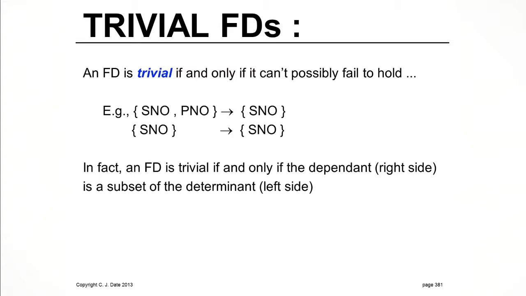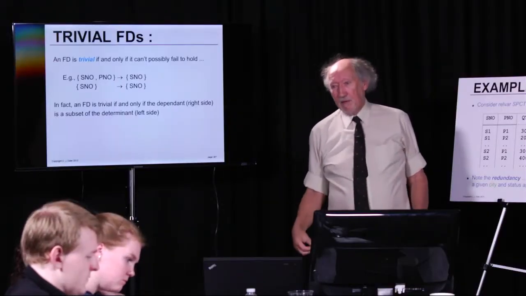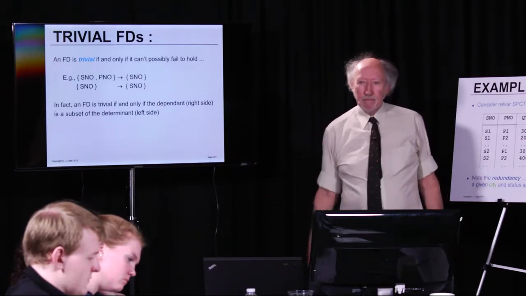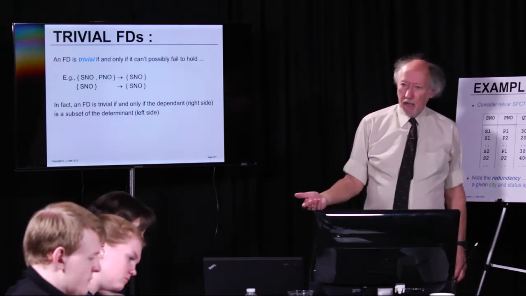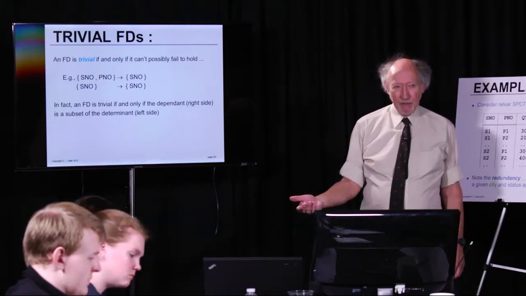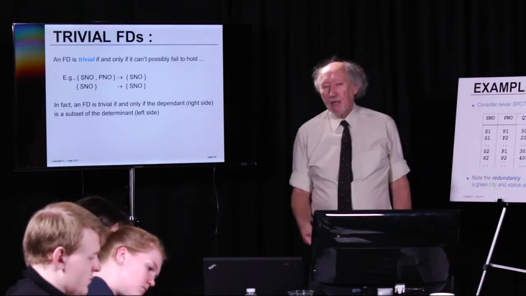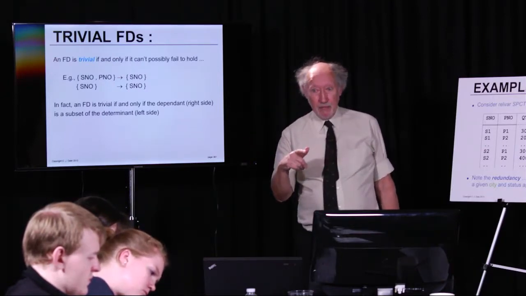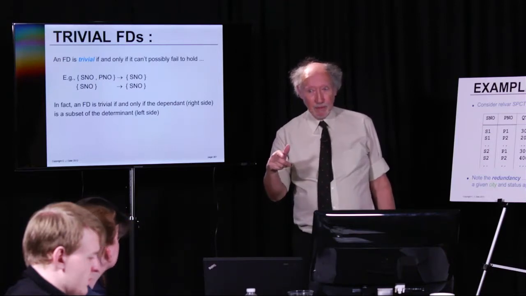In fact, it's easy to prove that a functional dependency is trivial if and only if the right side is a subset of the left side. Like S number, P number, arrow, supply number is trivial. Come to that, S number, arrow, S number is trivial. Trivial FDs are not very interesting, of course, because they're trivial. When we're doing database design, we typically don't bother to think about trivial dependencies. But if we're trying to develop a theory, we have to take into account all possible FDs, trivial ones as well as non-trivial ones. Okay.